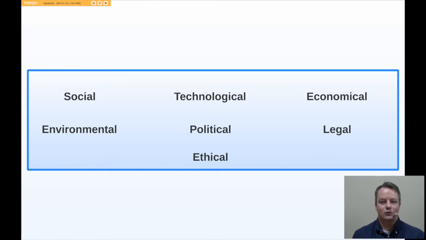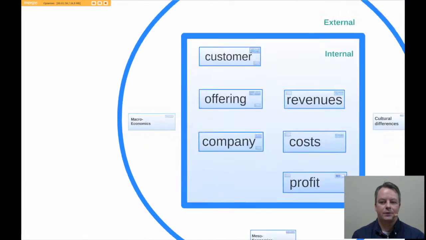But the social changes do influence the people that buy at your company. The social changes do influence the people that work for your company. The economical changes influence both the people outside as well as inside of the company. Political changes. Insight into this STEEPLE analysis, social, technological, economical, environmental, political, legal, and ethical, gives insight into the long-term changes. Macroeconomics. You need to have insight into the changes that are coming towards your company. The world is changing. This gives you insight.